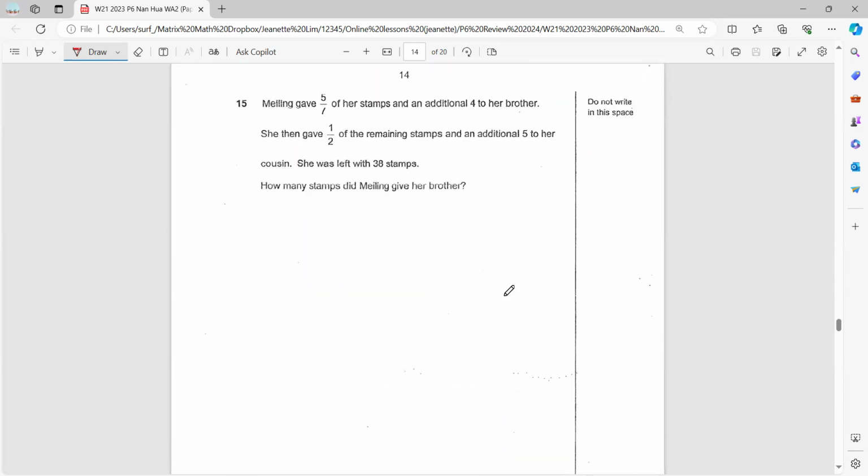Question 15. Mei Ling gave 5/7 of her stamps and an additional 4 to her brother. She then gave half of the remaining stamps and an additional 5 to her cousin. She was left with 38 stamps. How many stamps did she give her brother? Okay, so for this question, we draw a model. First, Mei Ling gave 5/7. Let's draw 7 units.